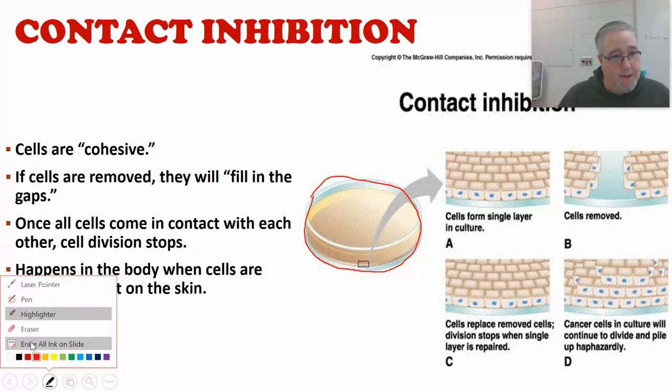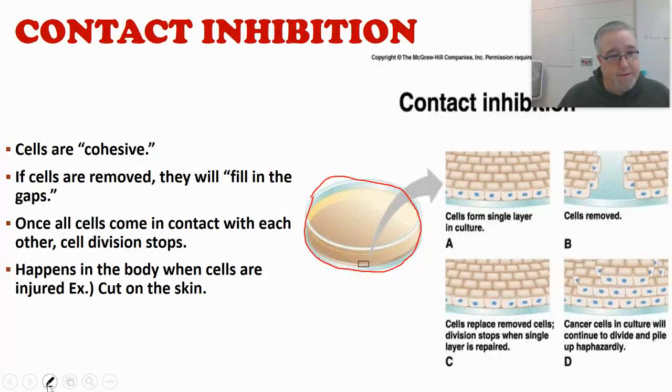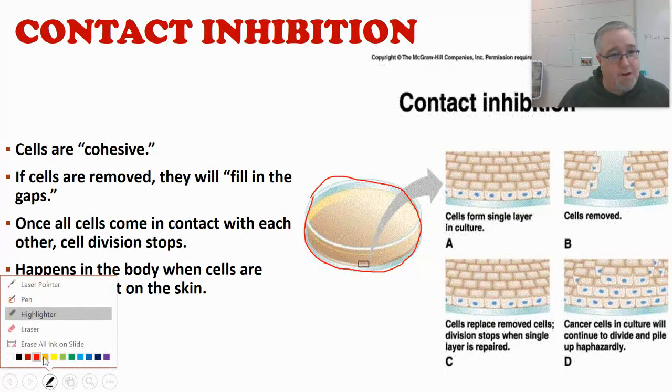Trying to figure out my... Oh, let's just try that. That doesn't work either. Sorry, I'm having some technical difficulties with my cursor.